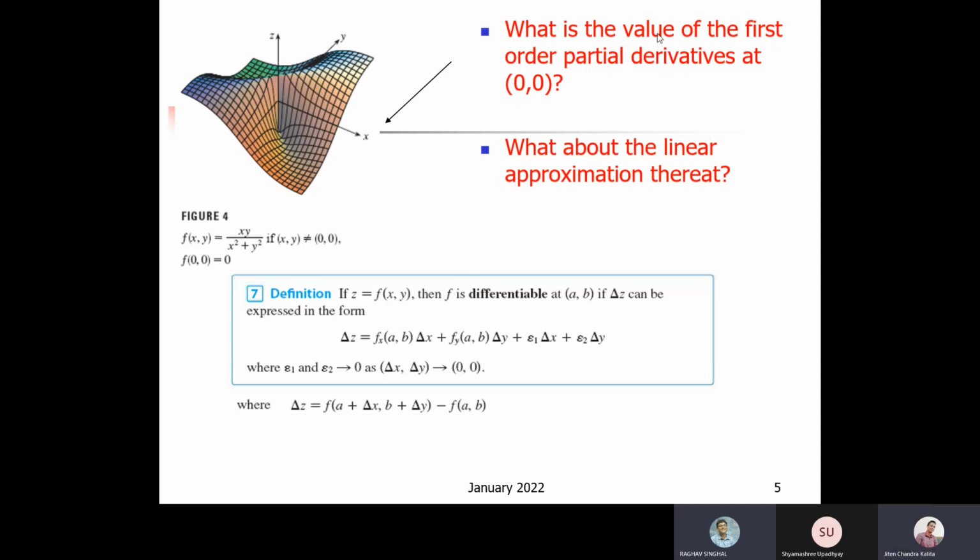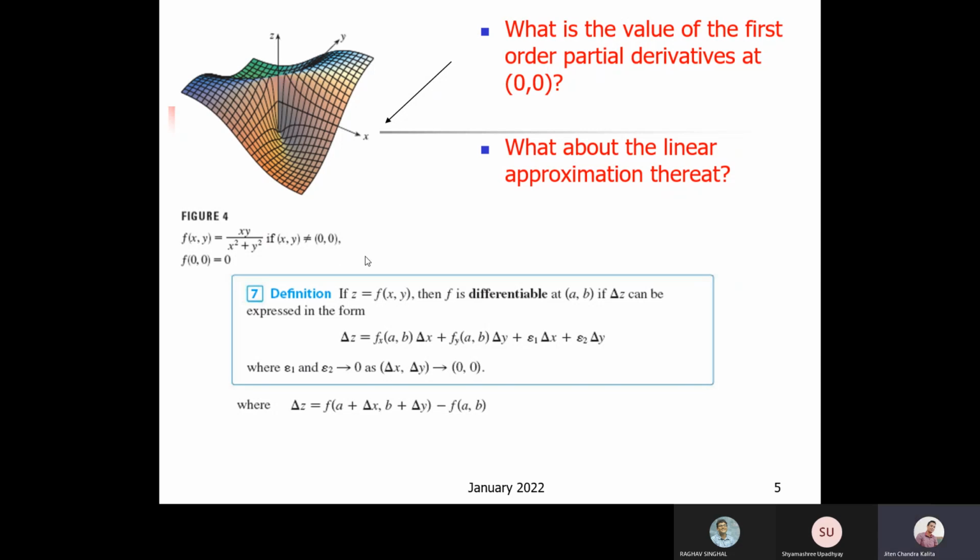So now, what is the value of the first order partial derivative at 0, 0? We have already worked it out for this particular function, right? And what about the linear approximation there? Can we do a linear approximation there? We cannot do that. Okay, fine.